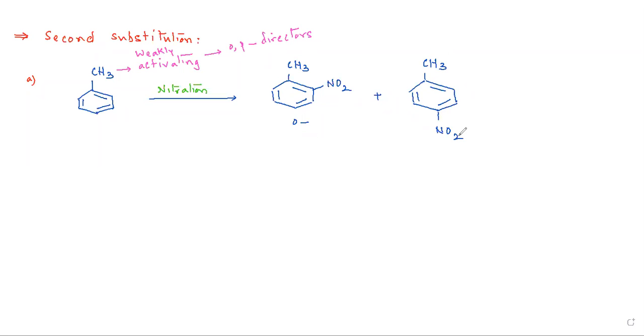Because the methyl group is weakly activating and because it is an ortho-para director, we get ortho-nitro and para-nitro toluene, isn't it? See, this is toluene.